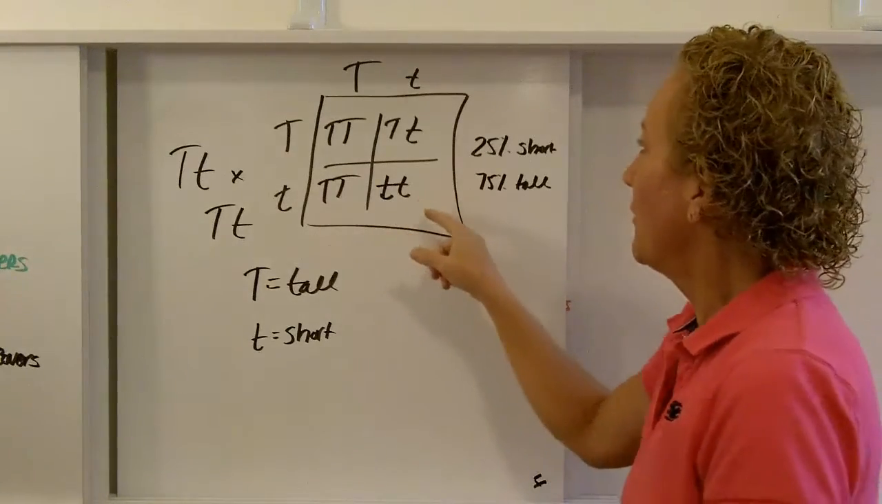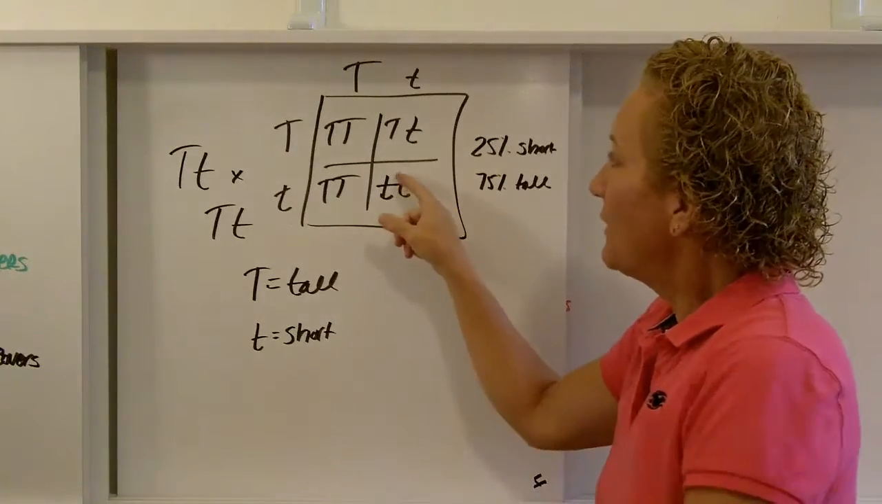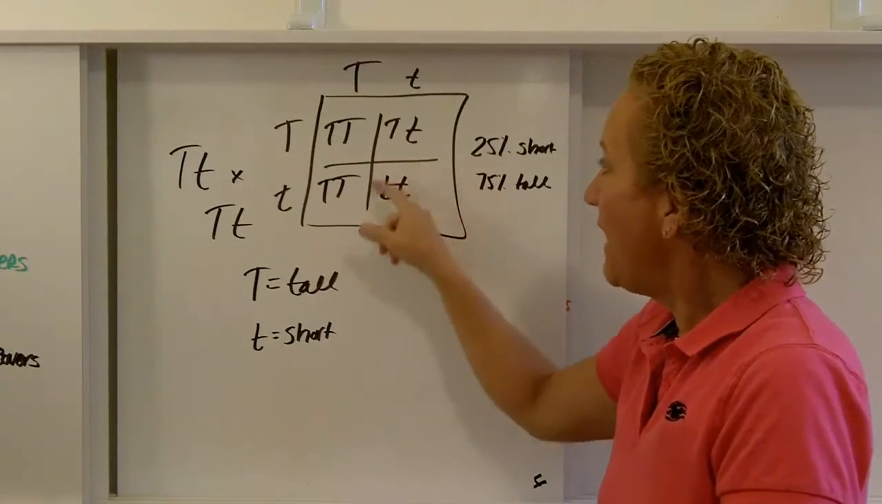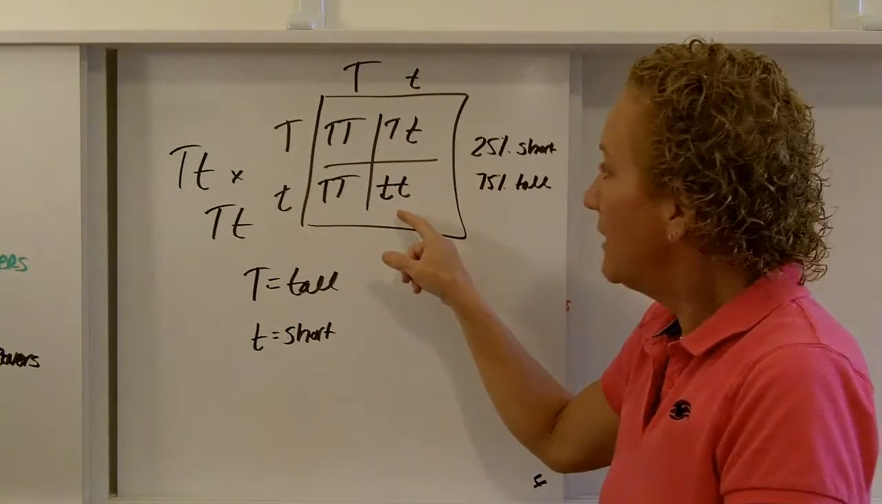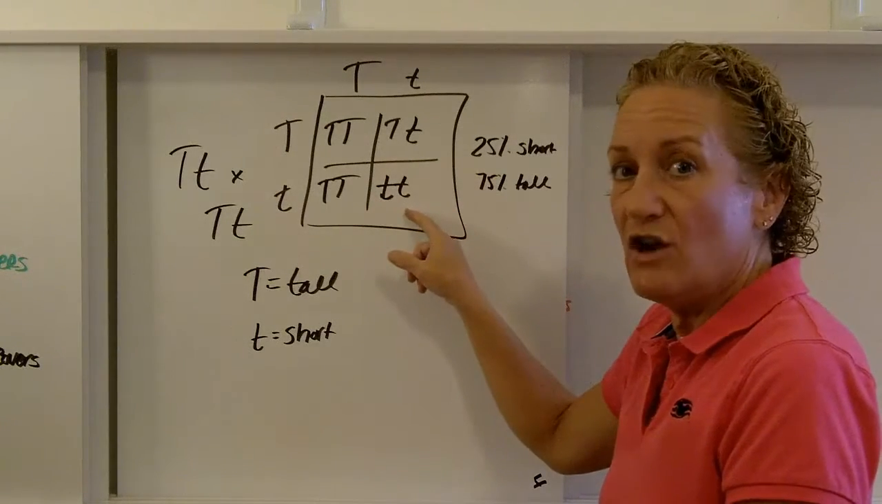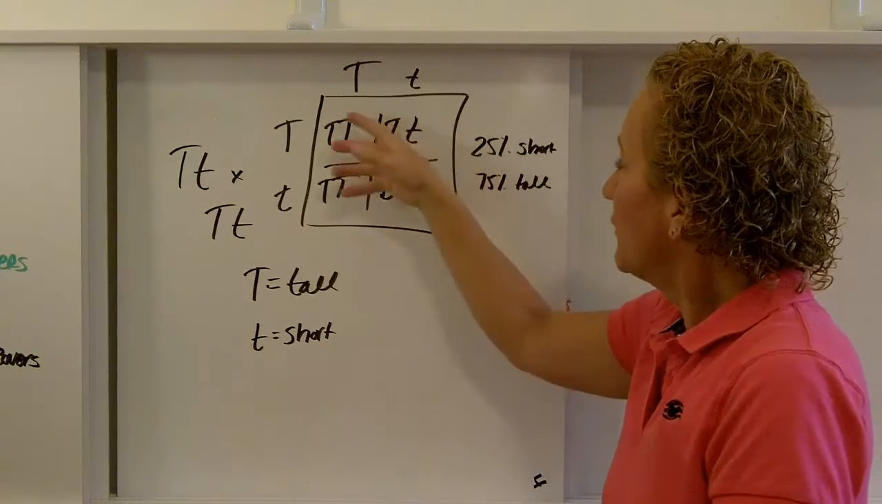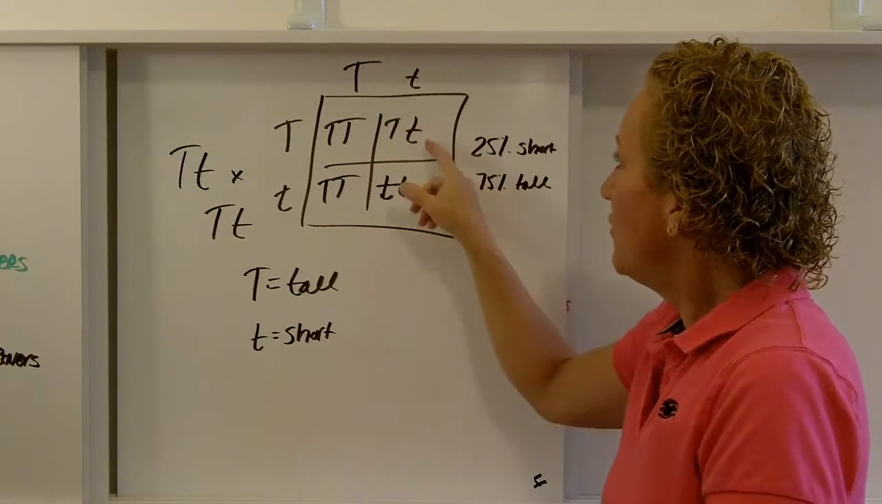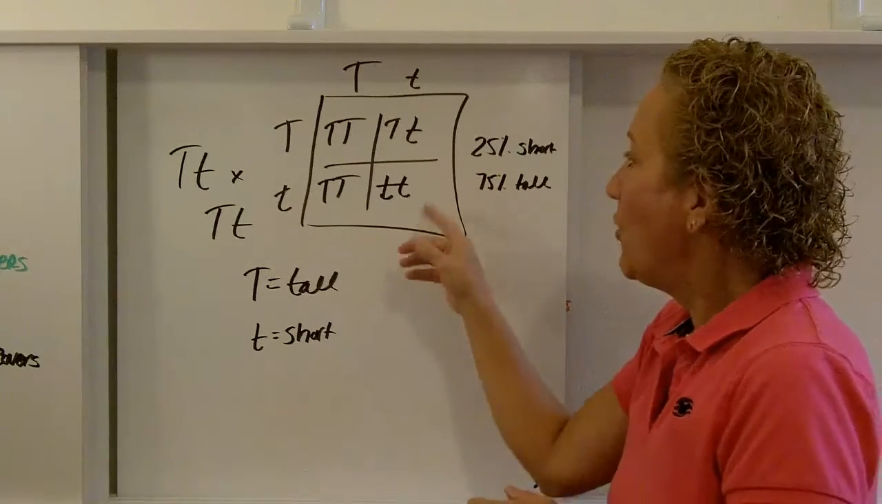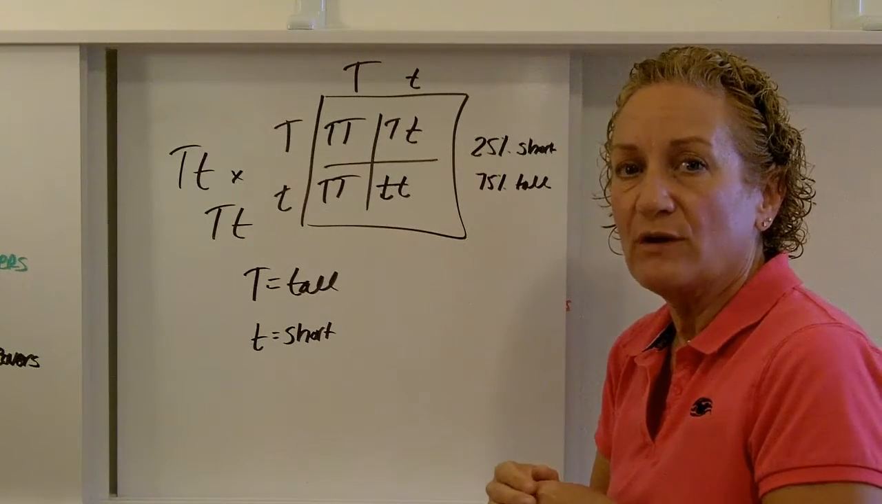Lower, lower. And if you'll notice, what actually happens is even if you have two tall parents, you could have a short offspring, because in this quadrant right here, quadrant 4, there is no uppercase letter. If you were to do percentages, 1, 2, 3 out of 4 are tall, or 75%. 1 out of 4 is short, or 25%.